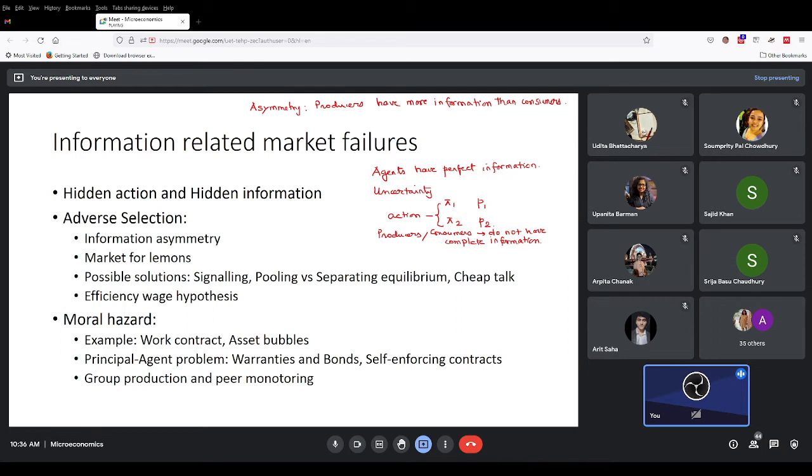So the market will break down, you will not be able to maximize welfare. There are possible solutions: signaling, pooling, separating equilibrium, cheap talk. You can have warranties, self-enforcing contracts. But the problem is that all these possible solutions have costs associated with them. And so it's not very easy to adopt them.